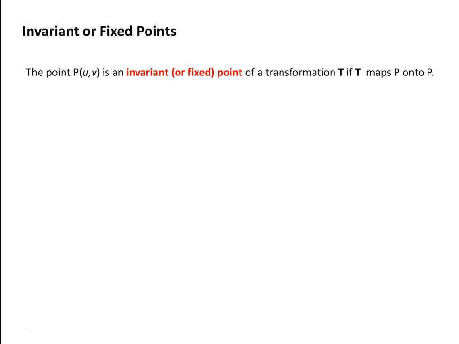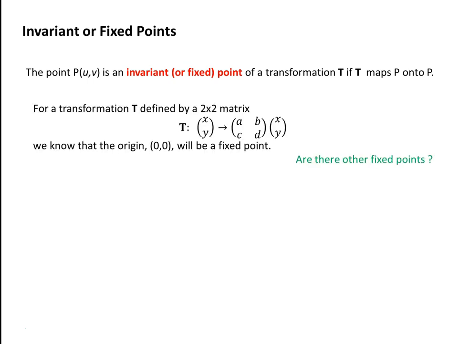Now, we say that the point P with coordinates (u, v) is an invariant or fixed point of a transformation T if the image of the point P under the transformation T is P itself. In other words, T maps P onto itself.